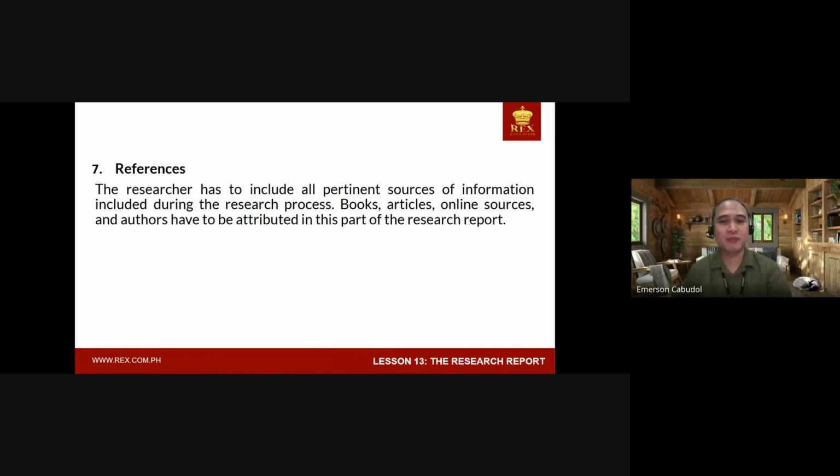Titles of books and journals should be italicized. Article titles should be in sentence case. Journal titles should be in title case. So examples may be seen online.